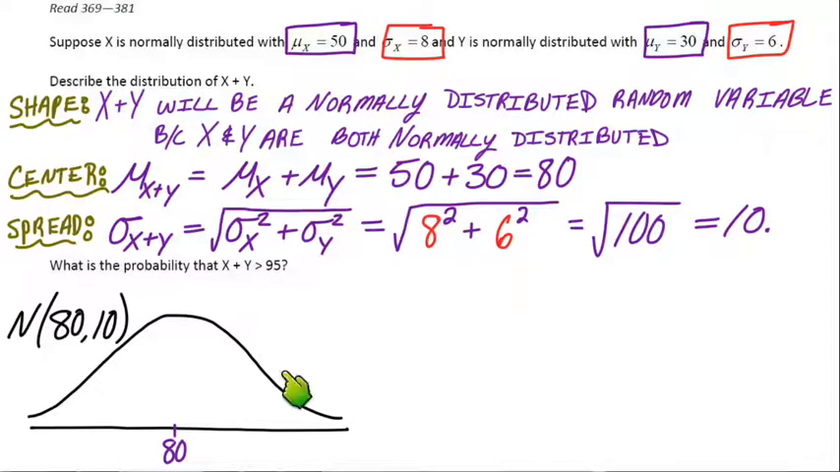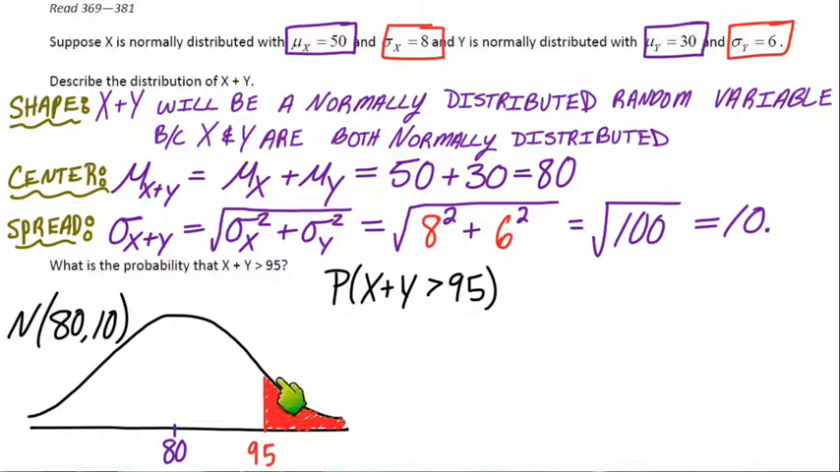So this curve represents our x plus y distribution. We know the mean's 80. The standard deviation is 10. We just need to mark off where we think 95 would be. So what's the probability that this x plus y is greater than 95? We mark off 95 and we shade everything above it. We want to know about the stuff greater than 95.